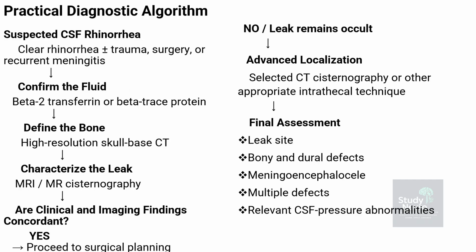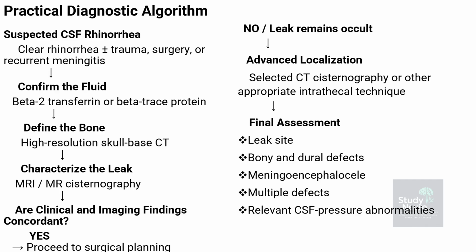The practical diagnostic pathway begins with suspected cerebrospinal fluid rhinorrhea based on the clinical presentation and relevant history. First, confirm the fluid using beta-2 transferrin or beta-trace protein. Next, define the bony anatomy with high-resolution skull-base computed tomography, followed by magnetic resonance imaging or magnetic resonance cisternography to characterize the leak. If the clinical and imaging findings agree, surgical planning can proceed. When the leak remains occult, selected advanced localization techniques may be required.